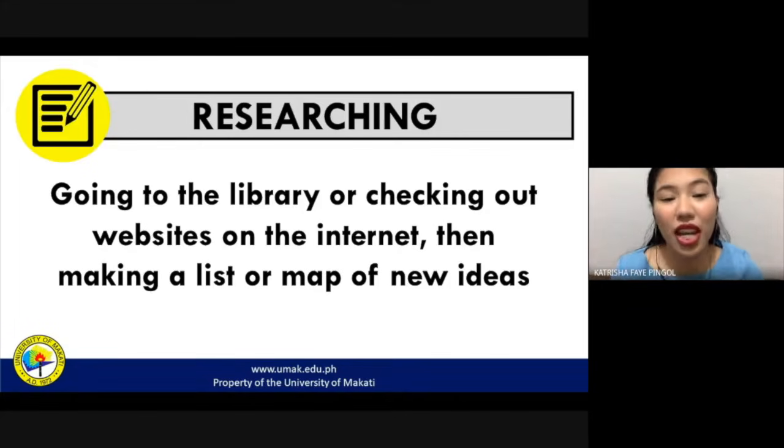Okay, so you can check out websites, and then after doing that, it's not the simple act of just looking into it and just reading them, checking them out. Okay, it's also trying to make a list or a map of the ideas that you have gathered from that particular website, or from that particular reference, from that particular source of information. Okay, so when we say researching, you also list down the ideas that you have gathered.